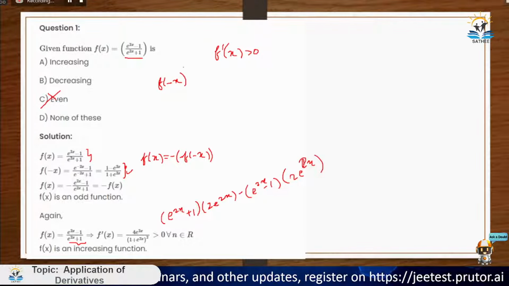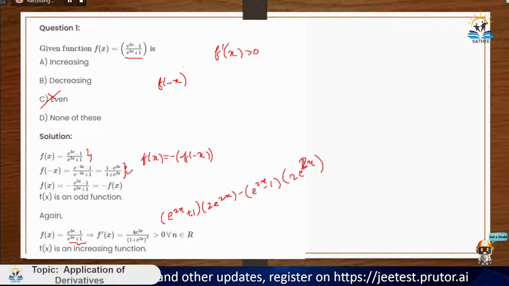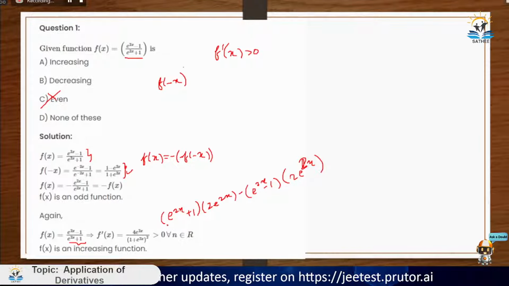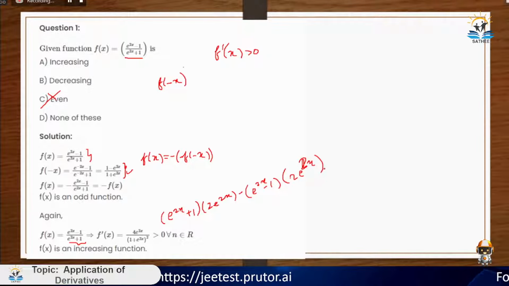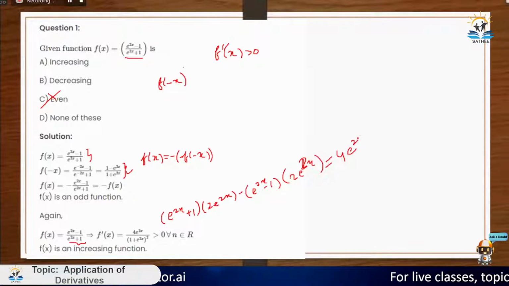Okay, e power 2x. So from here you see that 2 e power 2x into e power 2x, and here 2 e power 2x into e power 2x, plus and minus will cancel out, and here it would be 2 times e power 2x. Here also it would be 2 times e power 2x. So basically you would be left with 4 times e power 2x. Okay, so that's what it is written here.